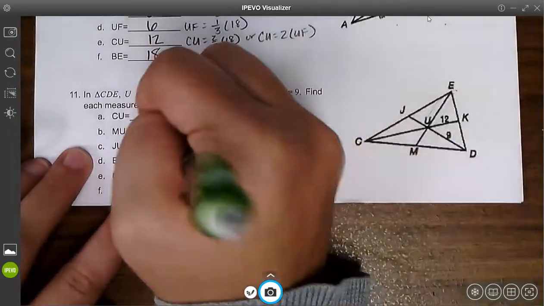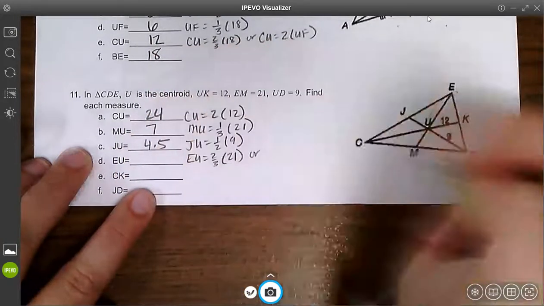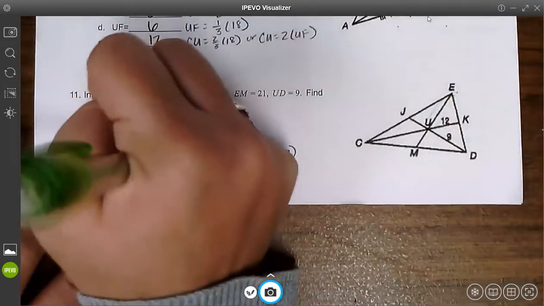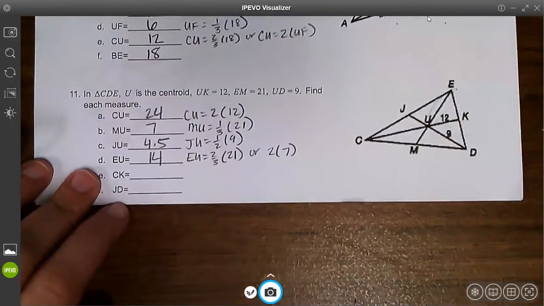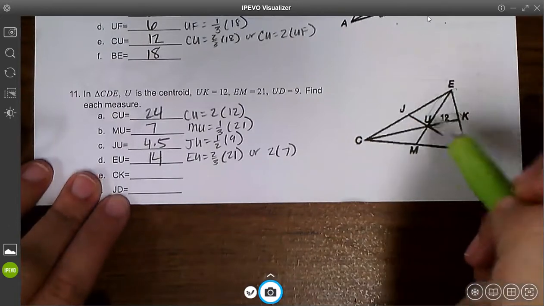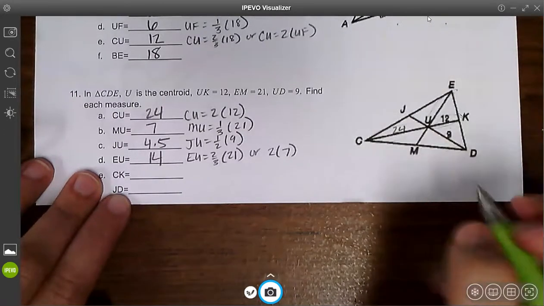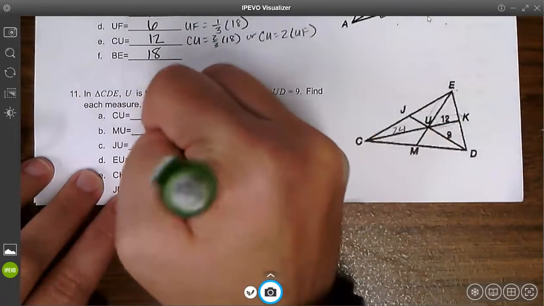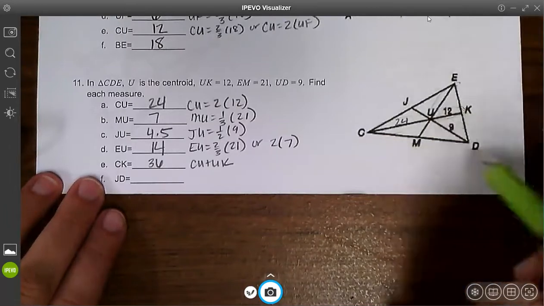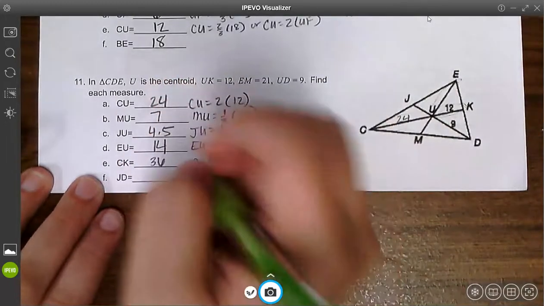EU is 2/3 of the whole thing EM, which is 21, or you can say it is twice UM, which is 7. Either way, you get 14. CK, so UK is 12, CU is 24, CK is the whole thing, so 24 plus 12 is 36. And then JD, we have JU is 4.5, UD is 9, 4.5 plus 9 is 13.5.